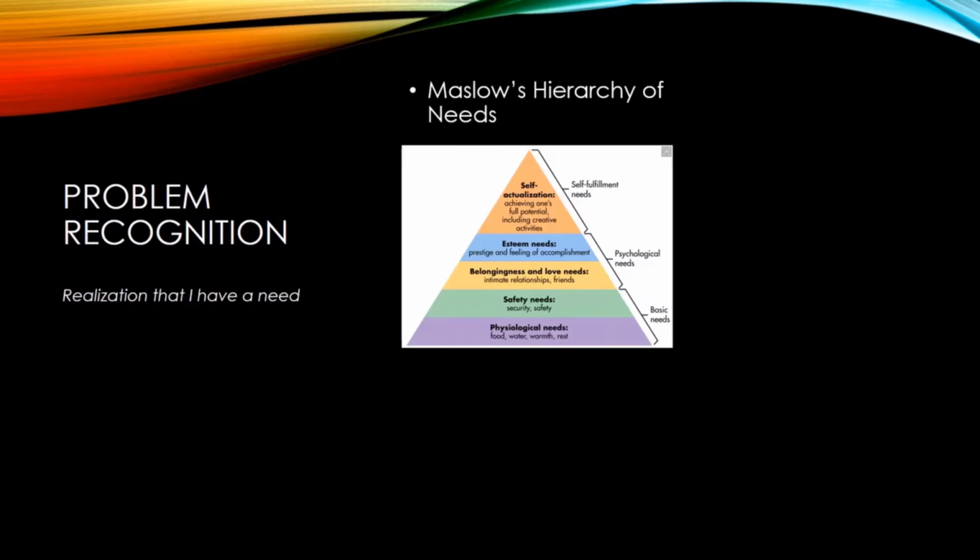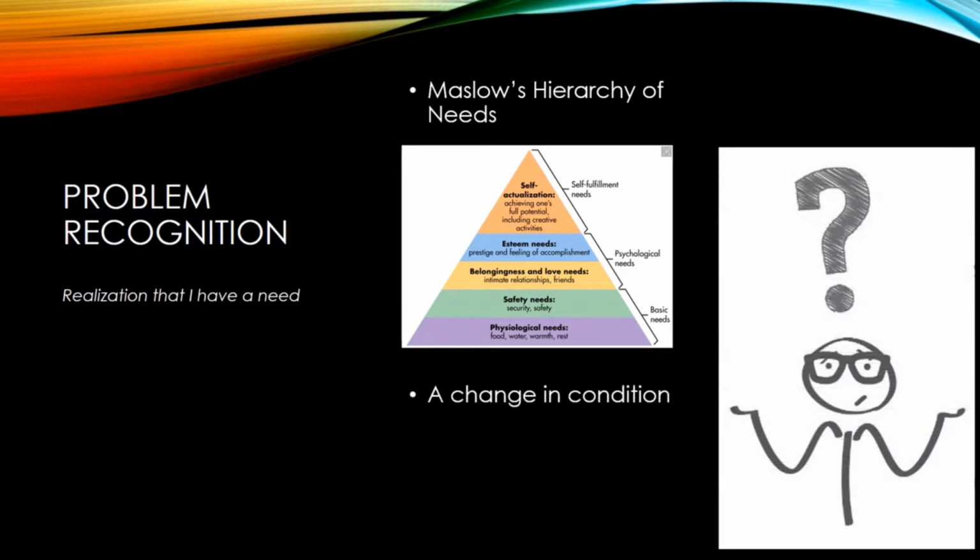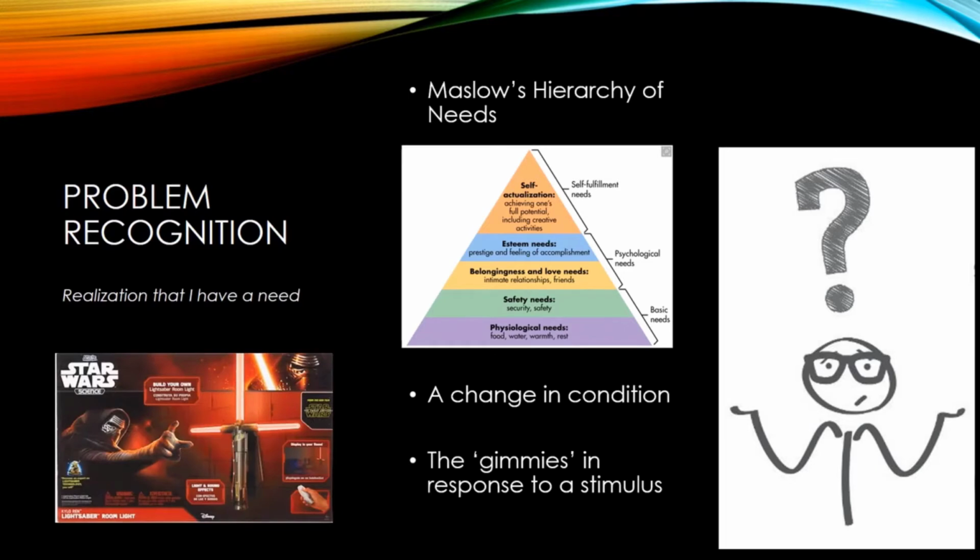Let's take the needs that are described in Maslow's hierarchy. I'm hungry and there's a Chick-fil-A coming into view. I'm going to stop and get something to eat. Some needs are the result of a change in condition. The microwave is broken and cannot be fixed, so I need to replace it. The need may also come from stimuli that create a want. The new Star Wars movie has a new lightsaber that my son must add to his collection.